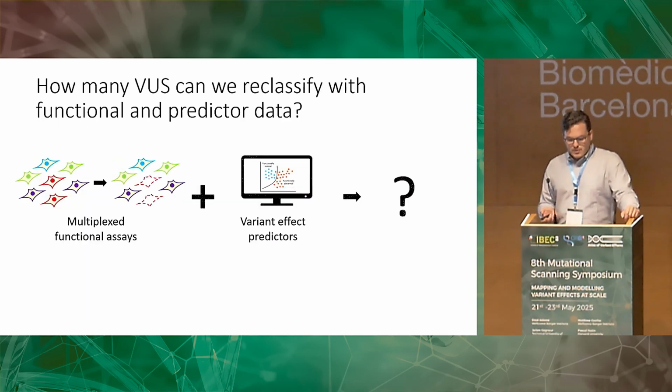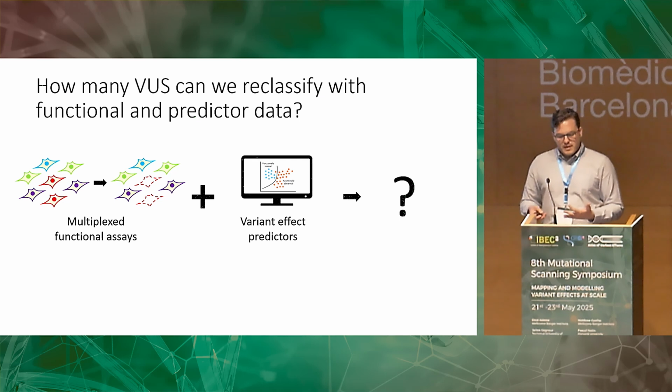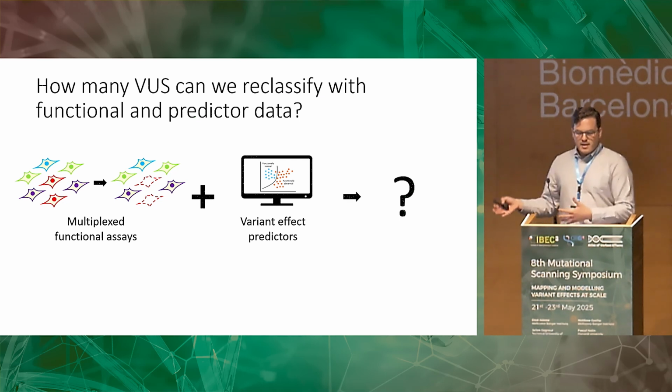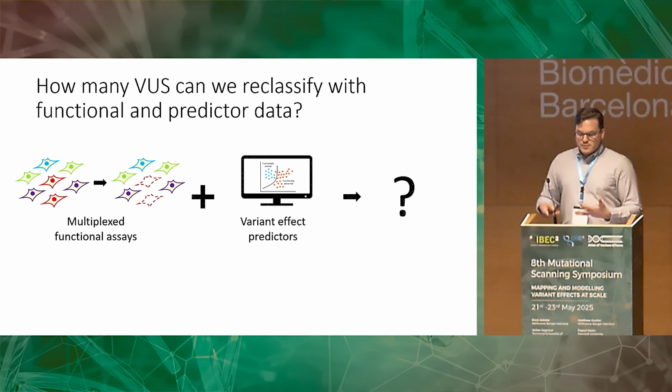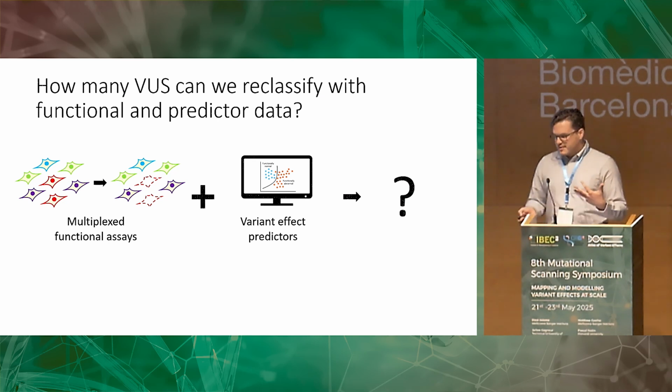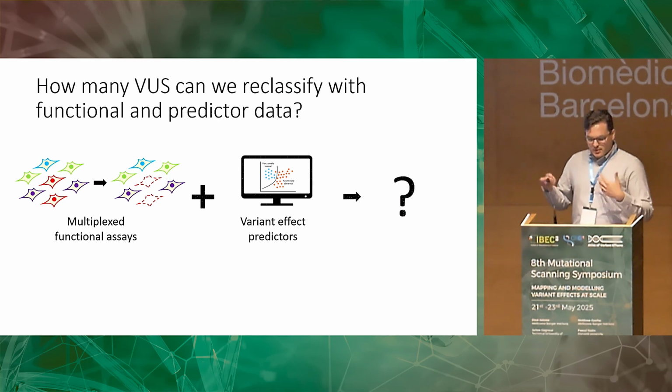So what we aim to do is show how many variants of uncertain significance we can reclassify by combining the multiplex data as well as the variant effect predictors. And I should also mention we are collaborating with clinical labs who are sharing their data with us, but something we know from our previous experience working in this space is for most of these clinical VUS, these are really the only 2 pieces of evidence that we'll have.